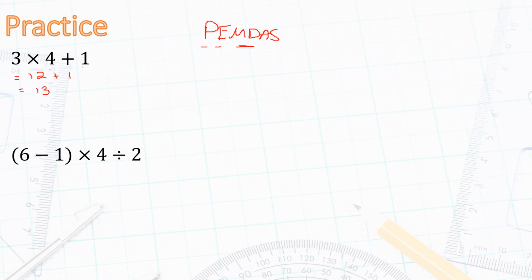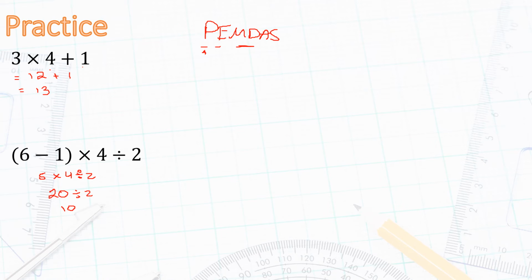Next one, we've got 6 minus 1 times 4 divided by 2. First thing, parentheses, yes. So 6 minus 1 is 5. So we can now drop the parentheses. So now it's 5 times 4 divided by 2. No exponents, but we do have multiplication division. If you have both, multiplication and division, you do it from left to right. So 5 times 4 is 20, and then 20 divided by 2 is 10.